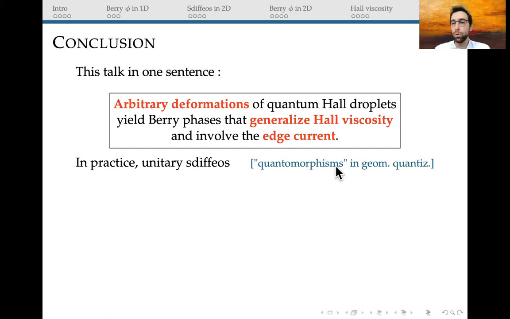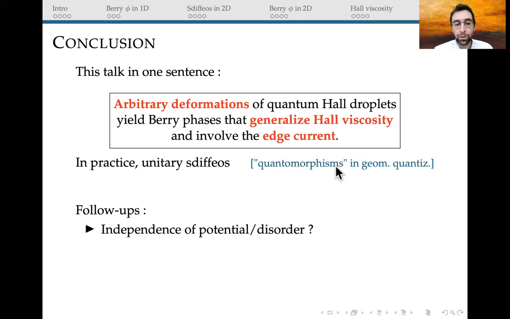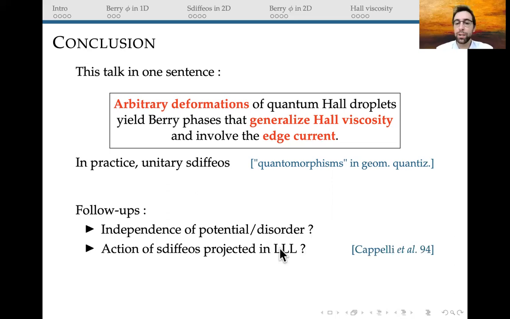Follow-ups are plentiful, and those are things I hope to address in the coming months and years. The first thing is that I talked about a very specific symmetric setup, and it would be nice to show that the whole thing is independent of the potential, and perhaps even that you can put some random disordered potential and still get the same expression, for example, for Hall viscosity. A second question is that you can, of course, project everything to the lowest Landau level and perhaps even see the contribution of edge modes with the central charge of edge modes. This is an open question.